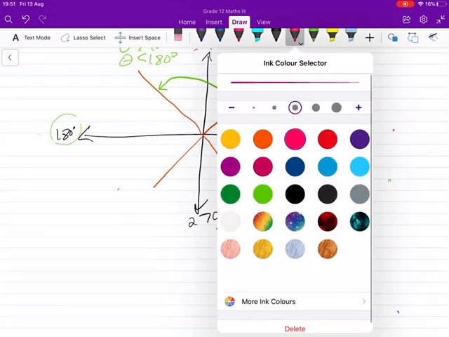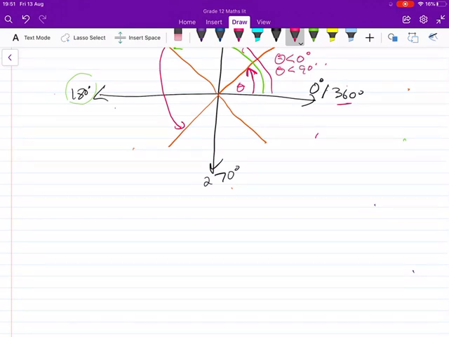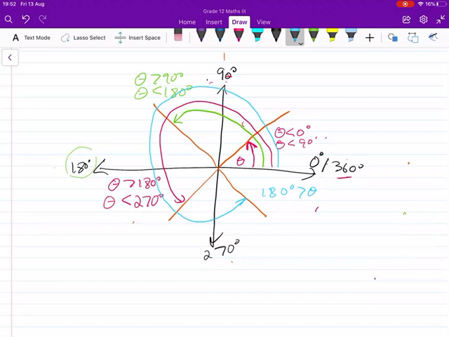Okay. Well, what about this angle? Well, this angle is greater than 180 degrees. Okay. But this angle is less than 270 degrees. Let us look at another one. What about this angle? Well, definitely this angle is greater than 180 degrees. And then also, it is greater than 270 degrees. However, it is less than 360 degrees.